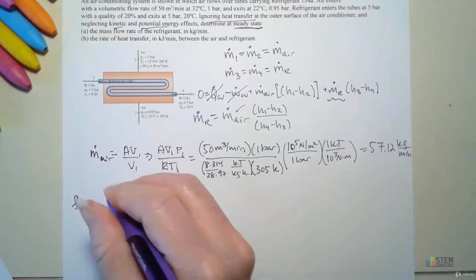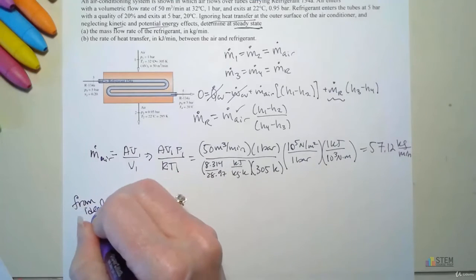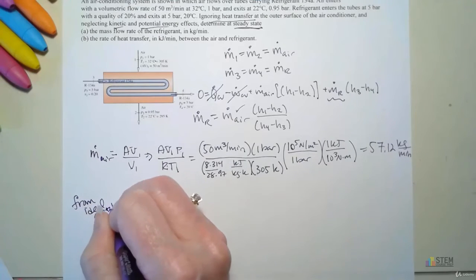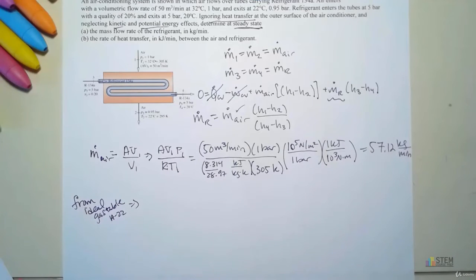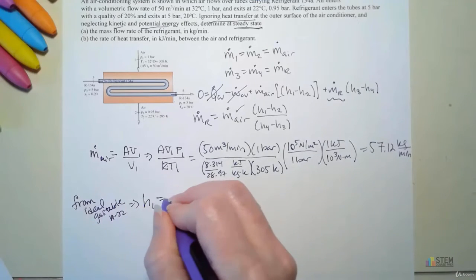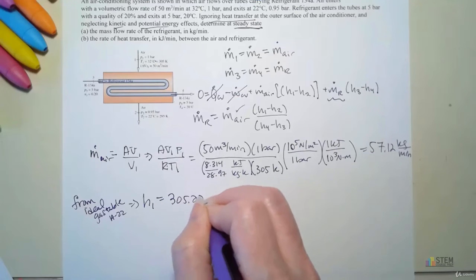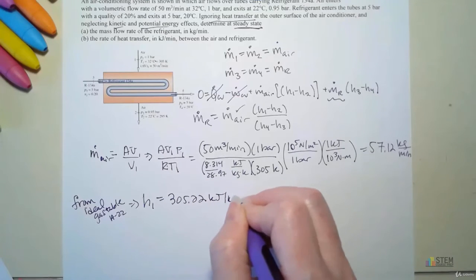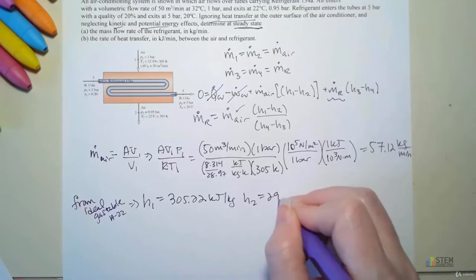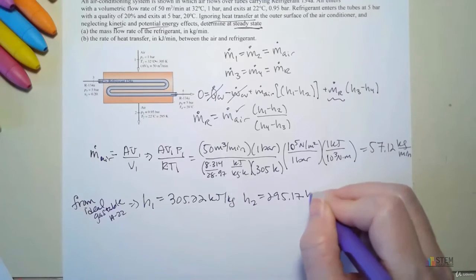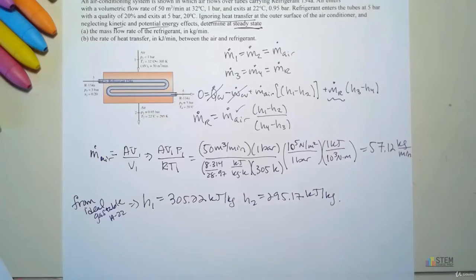So let's just put from the ideal gas table. And again, that's table A22 if you're using the same table as I am. You're going to get H1 is 305.22 kilojoules per kilogram. And H2 is 295.17 kilojoules per kilogram. So that takes care of that.